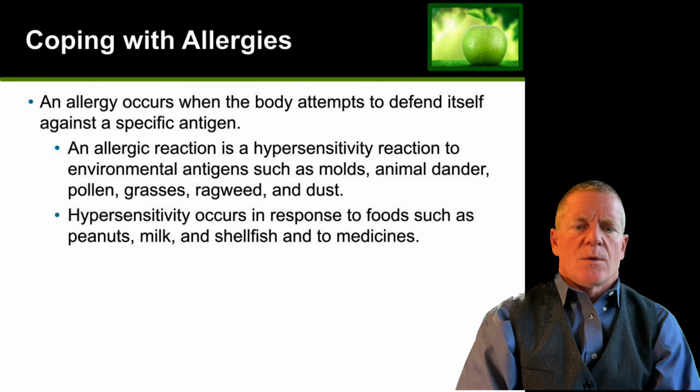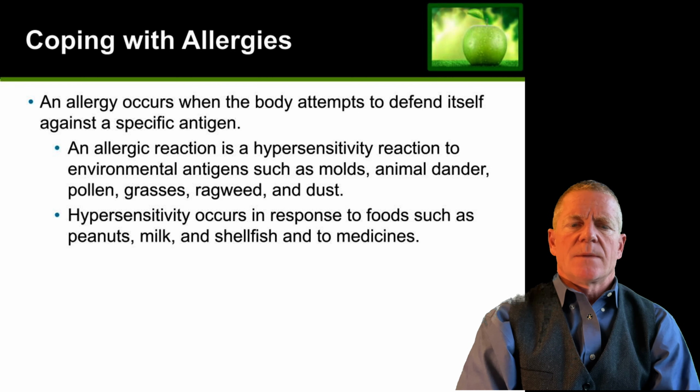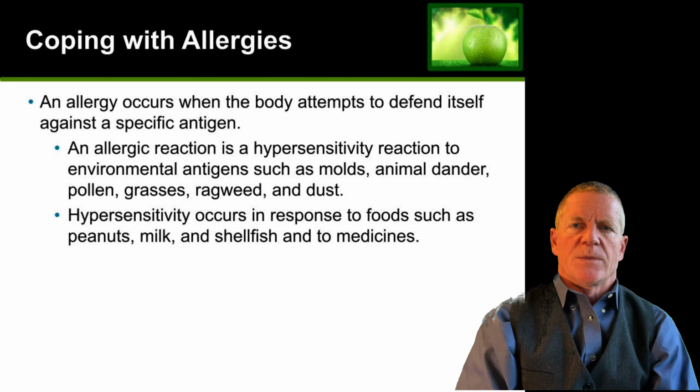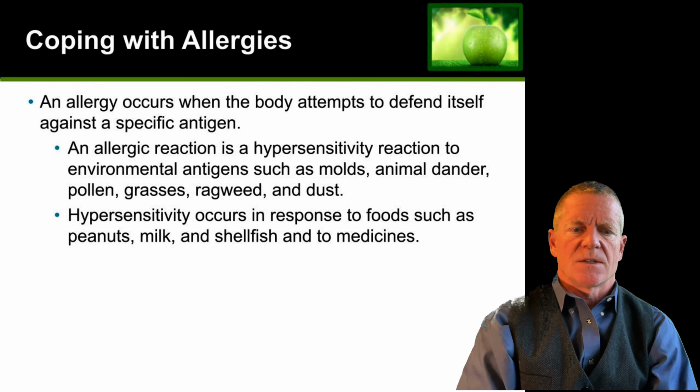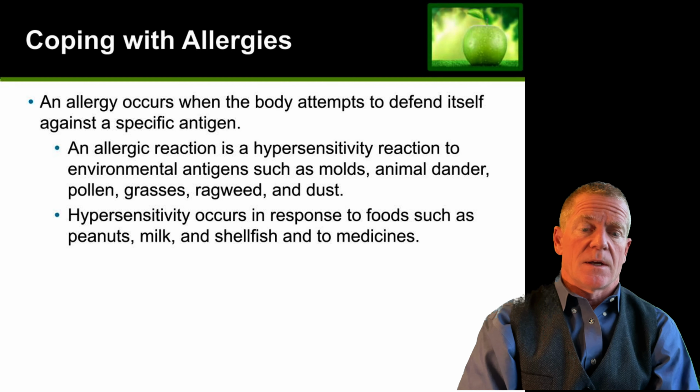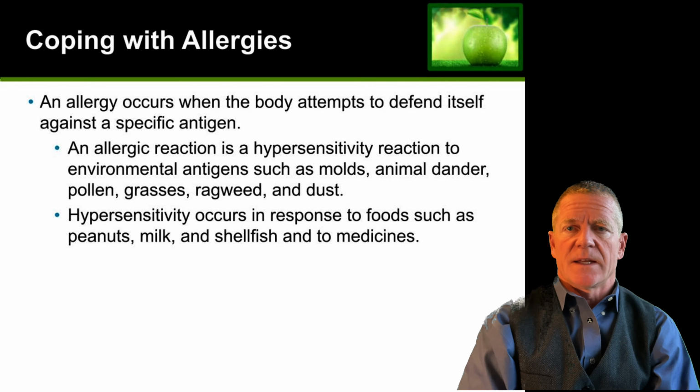Let's talk about allergies and coping with allergies. An allergy is when the body attempts to defend itself against a specific antigen, a specific thing in the environment. This is often a trigger for asthma. Allergic reactions are hypersensitivity reactions, where a person is overly sensitive to an environmental antigen. Sometimes that will be a mold, or animal fur, or pollen, or grass, or dust. And sometimes allergic reactions occur in response to foods like peanuts, or milk, or shellfish. And occasionally, allergies occur in response to medicines. If you have an allergy to a medicine, it's important that you let your doctor know about that.